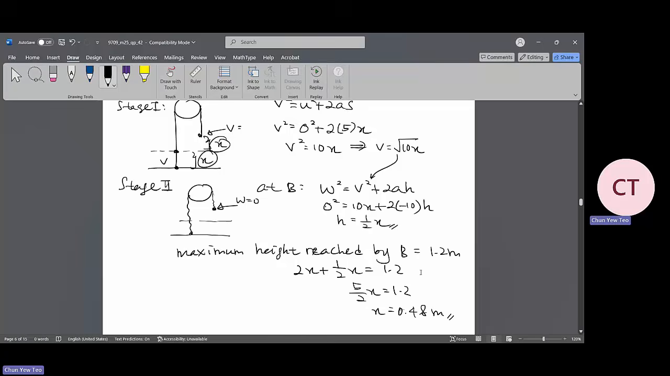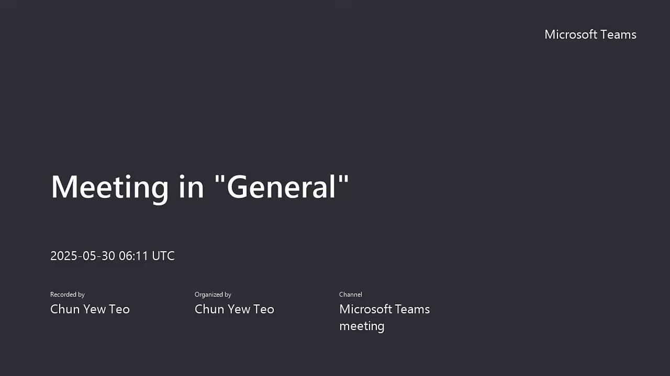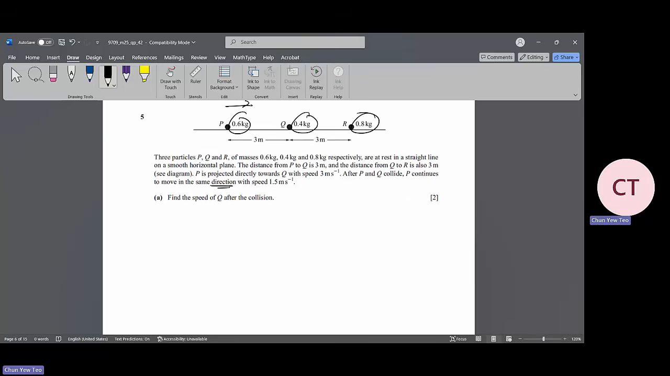Now we move on to question number 5. Over here, P, Q and R measure 0.6 kg, 0.4 kg, and 0.8 kg respectively. They are at rest in a straight line on a smooth horizontal plane. The distance from P to Q is 3 meter, and the distance from Q to R is also 3 meter. P is projected directly towards Q with a speed of 3 meter per second. After P and Q collide, P continues to move in the same direction with a speed of 1.5 meter per second. We want to find the speed of Q after the first collision.